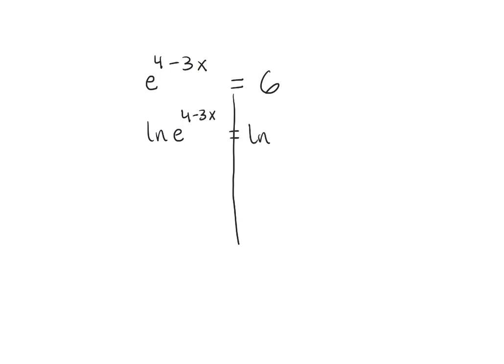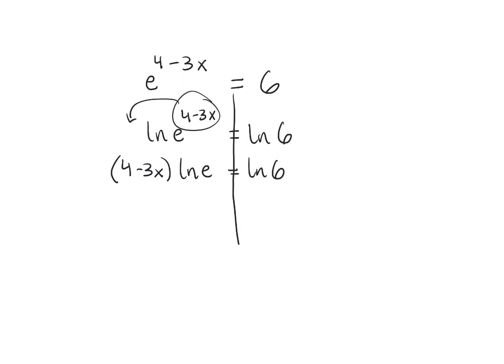All right, now we have base e, so that should make you think about what type of logarithm you're going to use this time. e to the power of 4 minus 3x equals 6. We're going to take the log of both sides, but this time let's take the natural log: the natural log of e to the power of 4 minus 3x equals the natural log of 6. Property of exponents: 4 minus 3x times the natural log of e equals the natural log of 6. Now, if you remember, natural log of e cancels out to just 1.